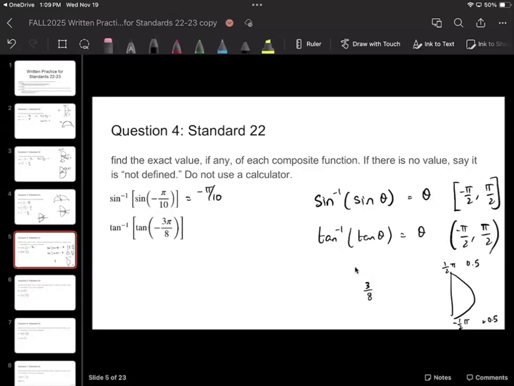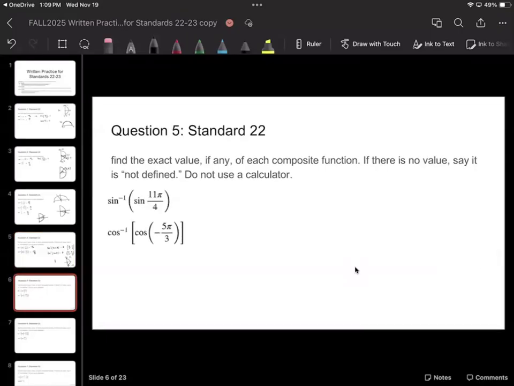So then this is equal to negative 3 pi over 8. Because if you convert everything into over 8, this will be 4 over 8. This will also be 4 over 8, right? And so 3 over 8 is somewhere here. So it is going to fall within that interval.